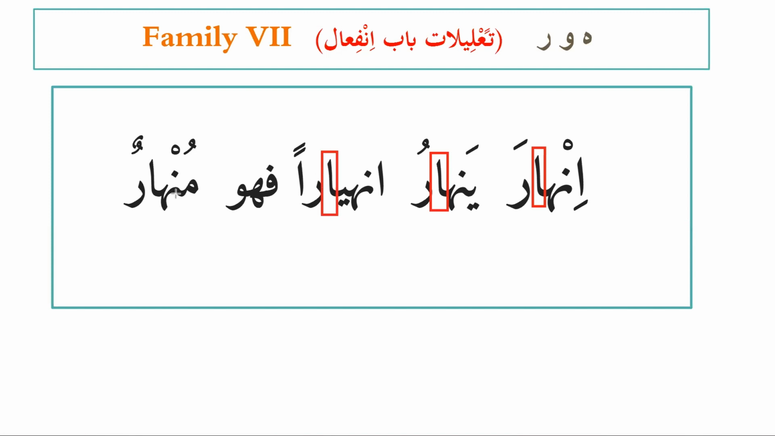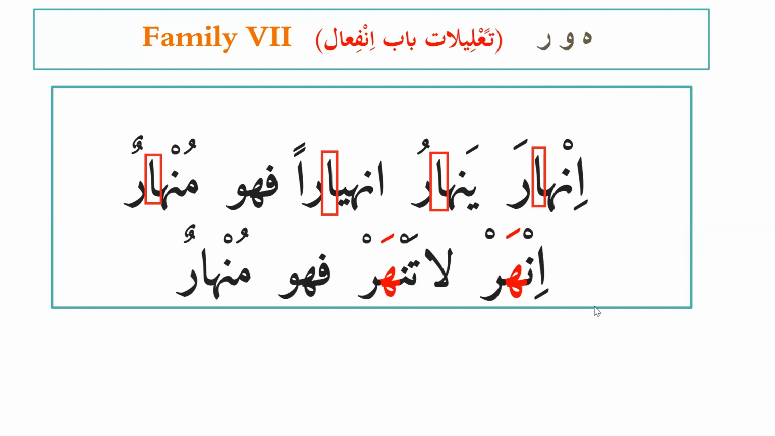And then you have the ism fail munharun. And you know what happened in family 7? There is no passive. The second line is not there. So there are no passives in family 7. Immediately after fele madi and fele mudare maruf, we don't have fele madi lil majhul or fele mudare lil majhul. We have fele amar, fele nahi, and then the zarf form.